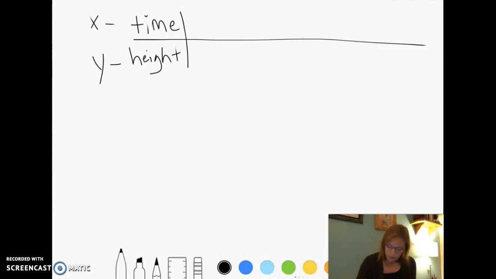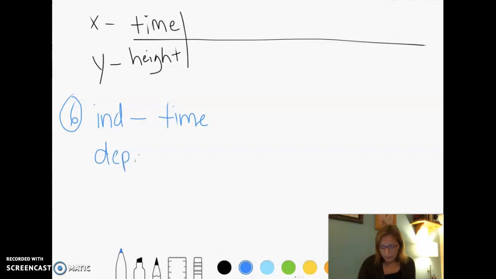So number 6 says identify the independent and dependent variables. So independent variable would be time, that's my x value, and the dependent variable would be the height.